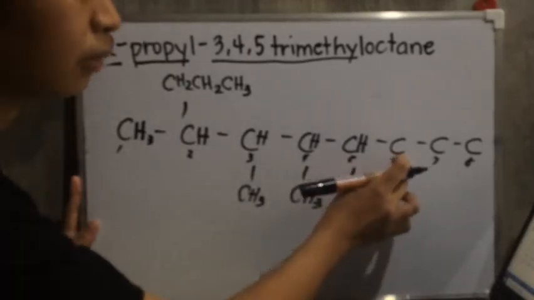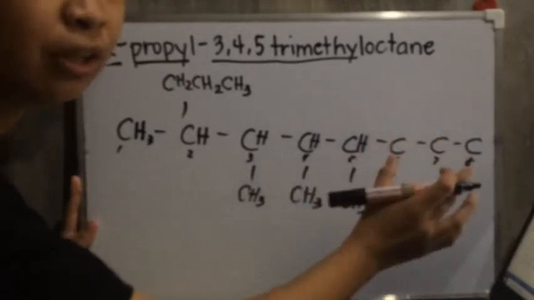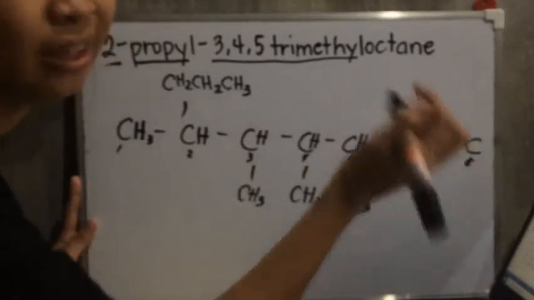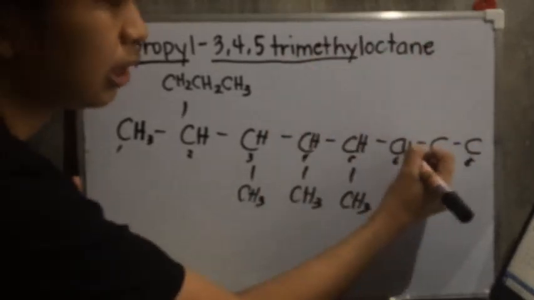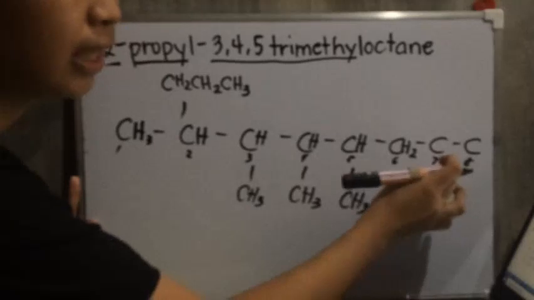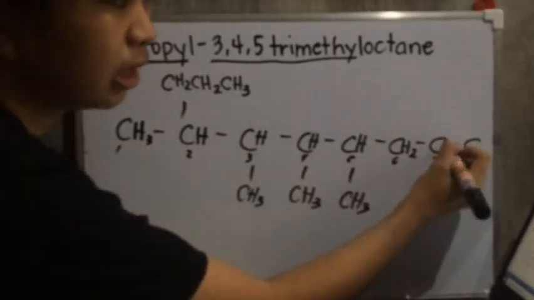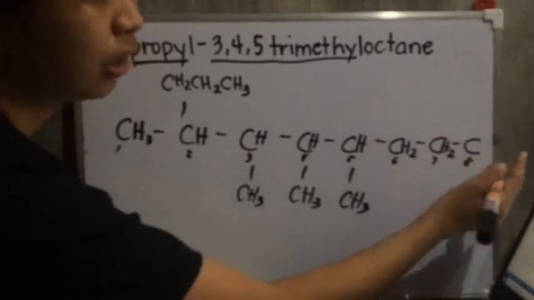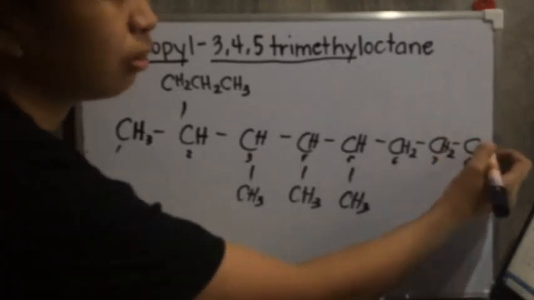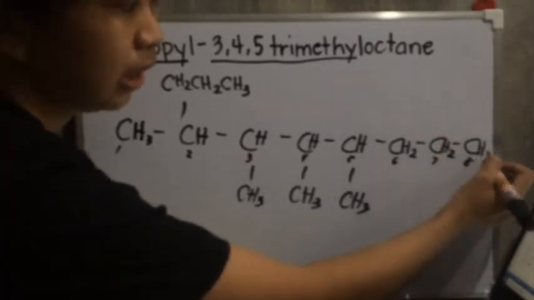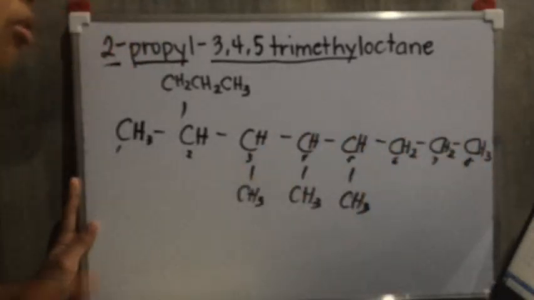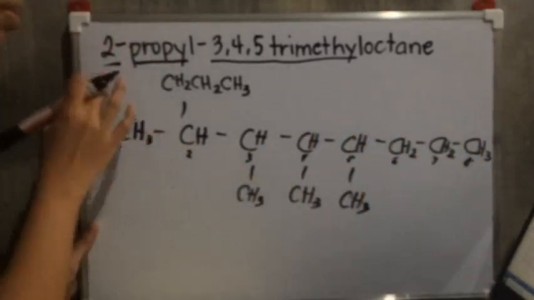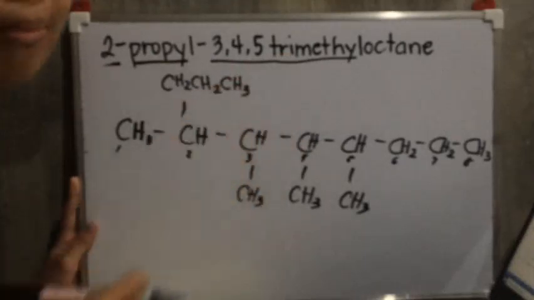Next, ito naman, 1, 2. Dadalawa lang yung bond niya, so ang kulang sa kanya ay dalawang hydrogen. CH2. Next, ito naman, CH2 din, kasi meron ng isa at isa pa doon. Ito naman, isa lang yung bond niya, so CH3. Ayan. So, this is the structure of 2-propyl 3,4,5-trimethyl octane.